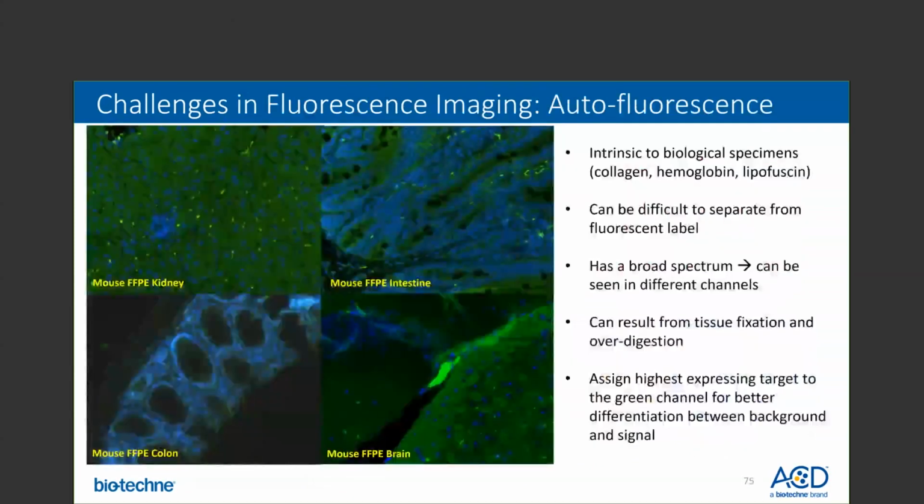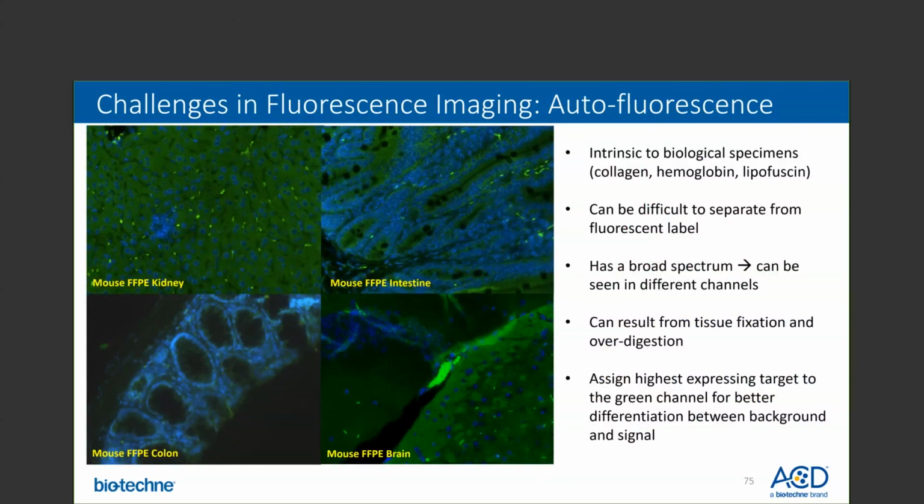Next, we will discuss fluorescence imaging. One of the main challenges in fluorescence imaging is tissue autofluorescence. Here you can see the autofluorescence in different tissue types. Autofluorescence is intrinsic to biological specimens and should be excluded during image analysis. However, this may not always be easy as it may be difficult to separate it from real fluorescence signals.